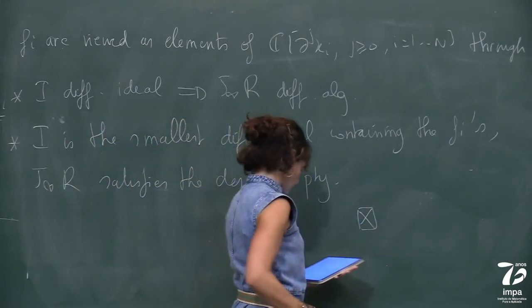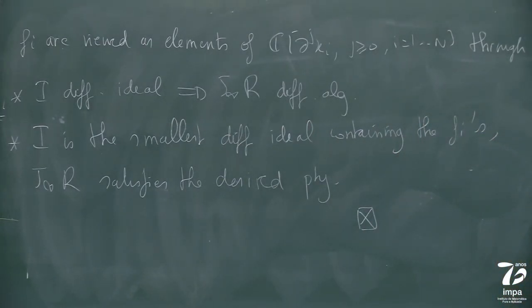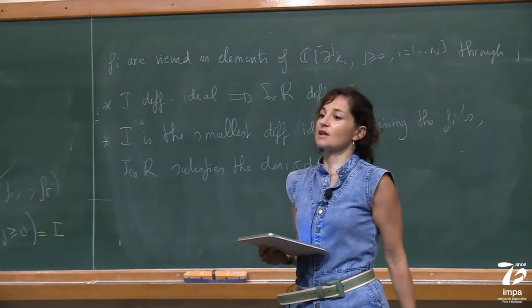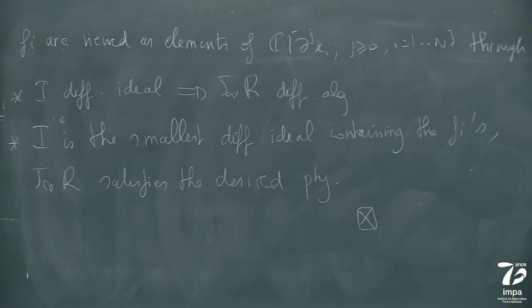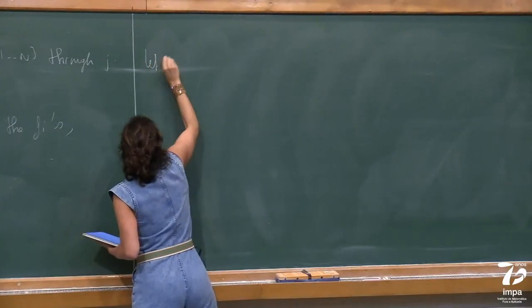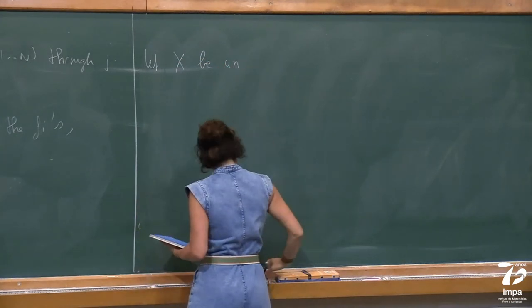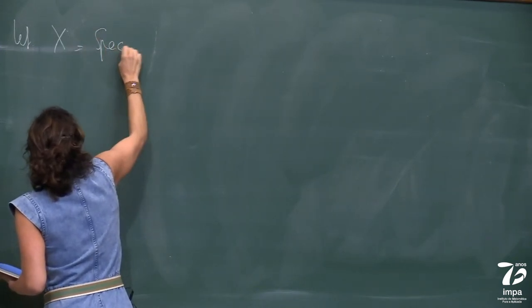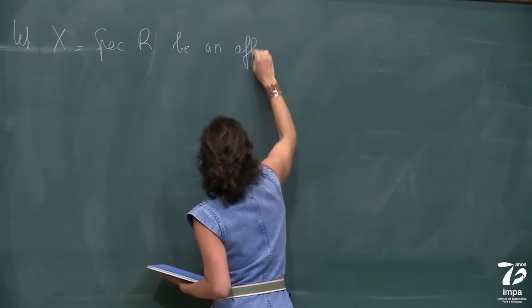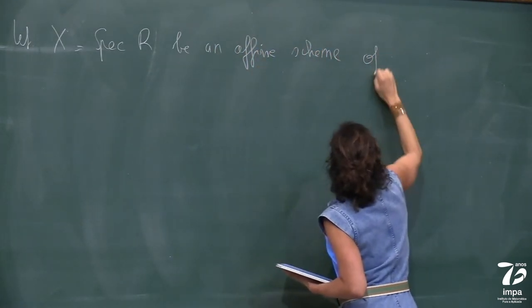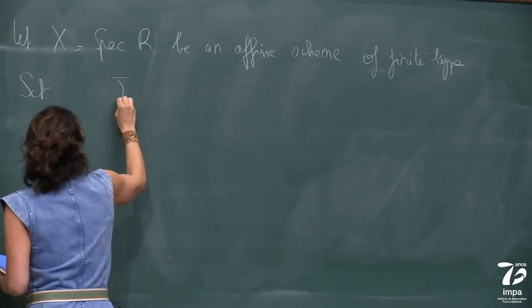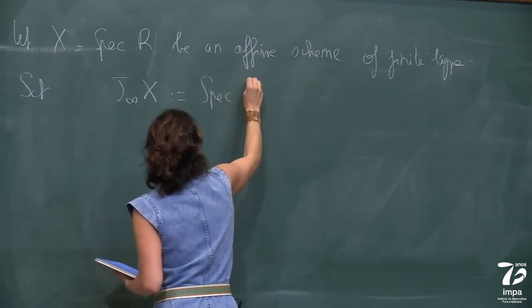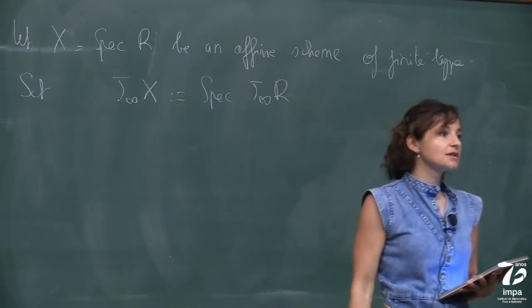Okay, so this concludes the proof, and now we define the jet, the arc space of X, for X an affine scheme of finite type, to be the spectrum of this jet algebra, where R, of course, is the coordinate ring of my scheme. So now let X be an affine scheme of finite type. Then we set J infinity of X to be the spectrum of this jet algebra. Okay, so this is a definition for affine schemes.